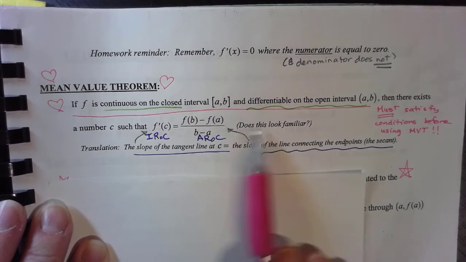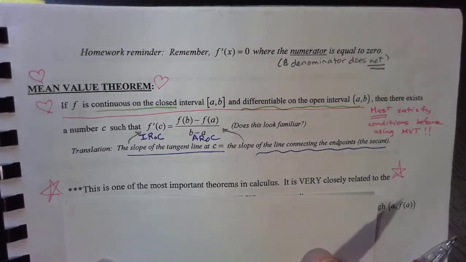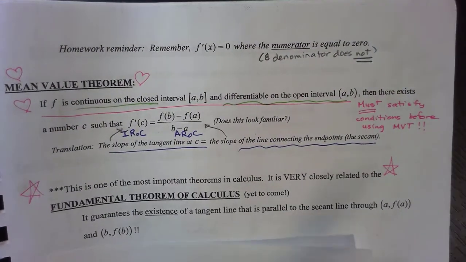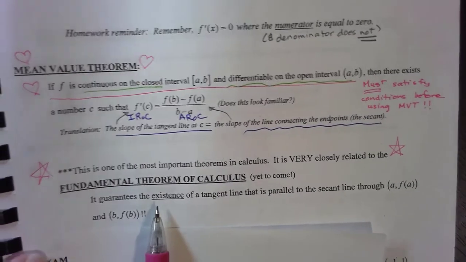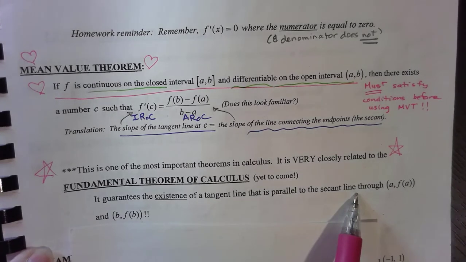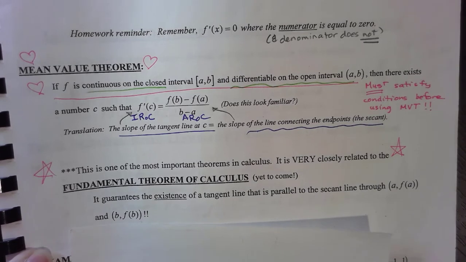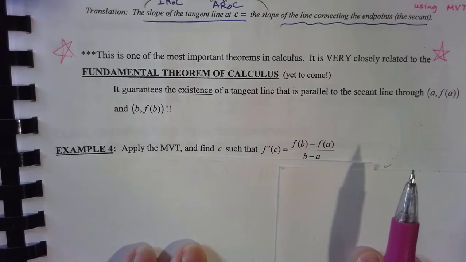Does that look familiar? It should. This is one of the most important theorems of calculus, and it's very closely related to the fundamental theorem of calculus. It guarantees the existence of a tangent line that is parallel to the secant line through some point a, f at a, and b, f at b. Very, very important theorem.